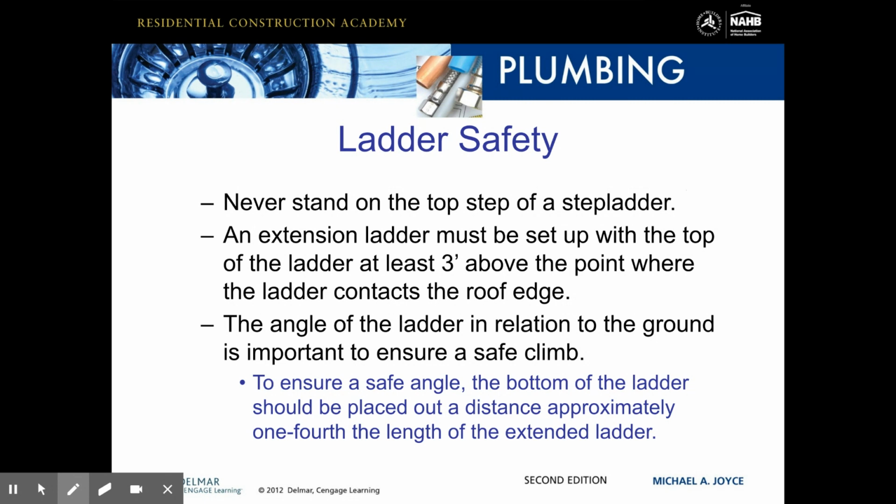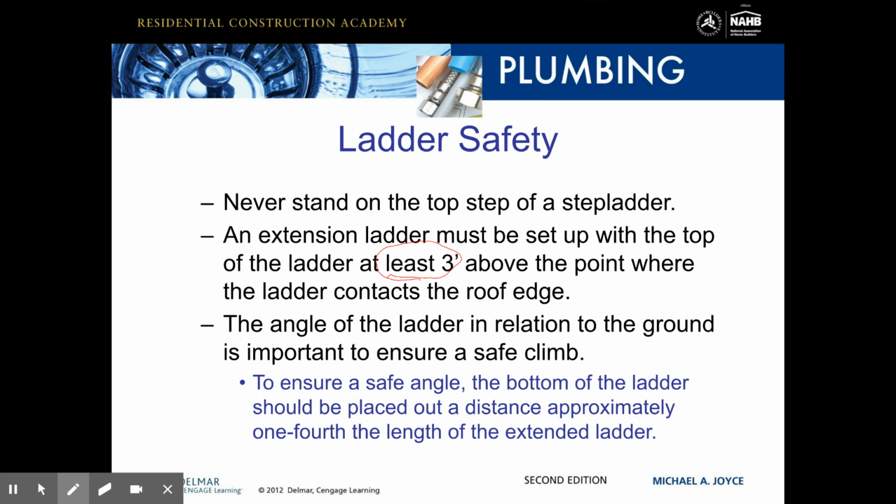An extension ladder must be set up with the top of the ladder at least 3 feet above the point where the ladder contacts the roof edge. Now, this is an OSHA requirement, and a lot of times what you'll see, people will put the ladder 3 rungs above. That's usually about 3 feet, if not more. So that's a safe bet.